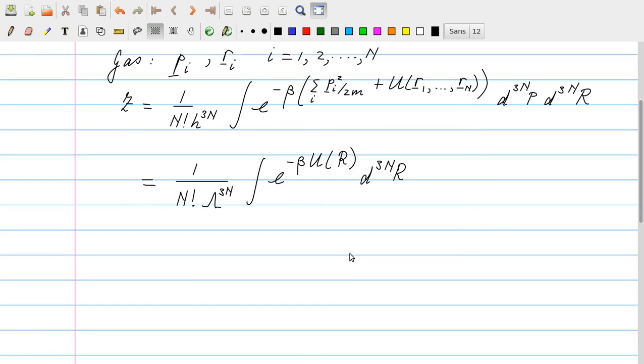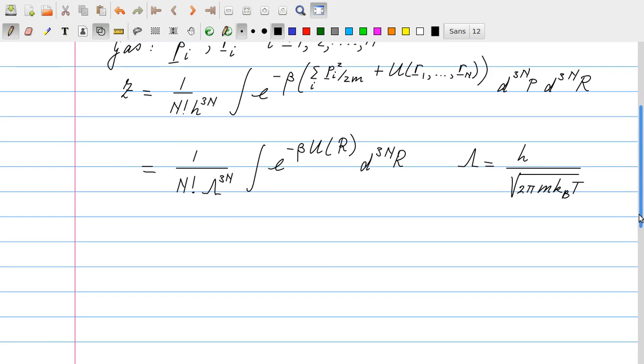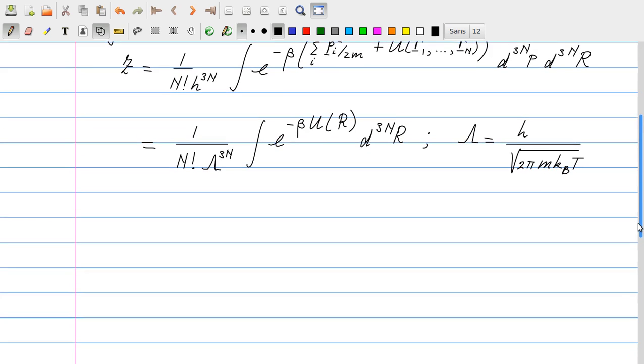We can write it as 1 over N factorial, and then we have lambda to the power 3N, and lambda is a length. In fact, it's called the thermal wavelength, and it has the following form. It's h over the square root of 2 pi m k_B T, and h obviously is Planck's constant. So this is the form of my partition function.